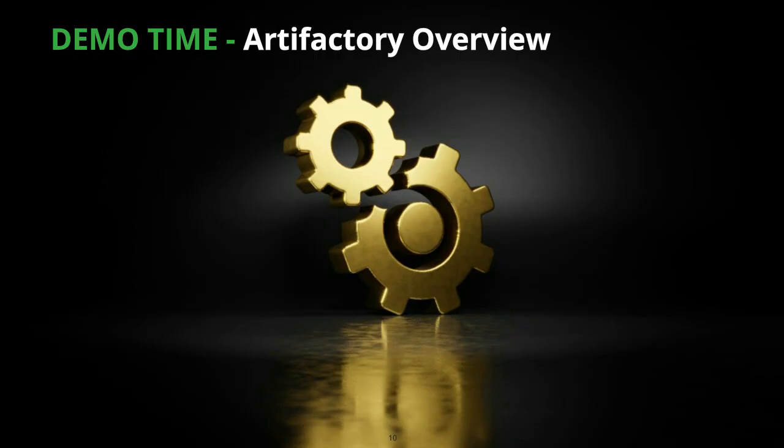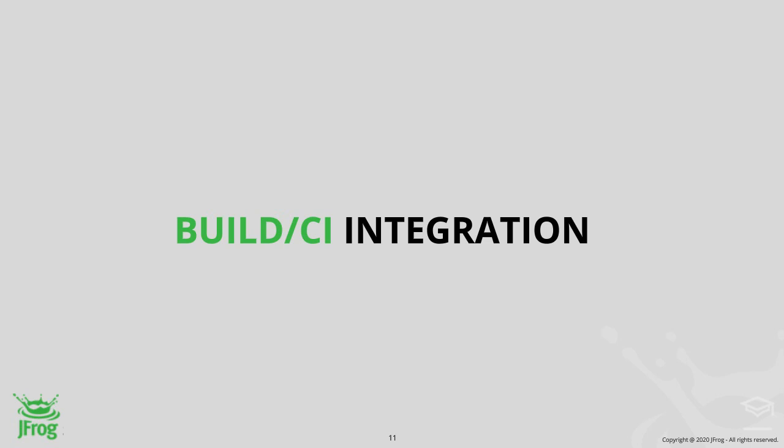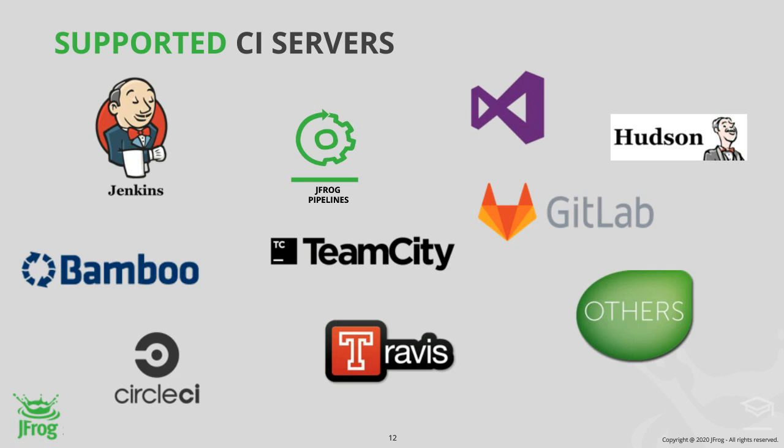I'm going to get into the next concept, which is build and CI integration. Artifactory integrates with a plethora of various CI servers. They're all named here. I'm not going to go through it, you're going to get the slide deck, so you'll know what I'm talking about. Today, we're going to be talking about Jenkins and how Jenkins is integrated.